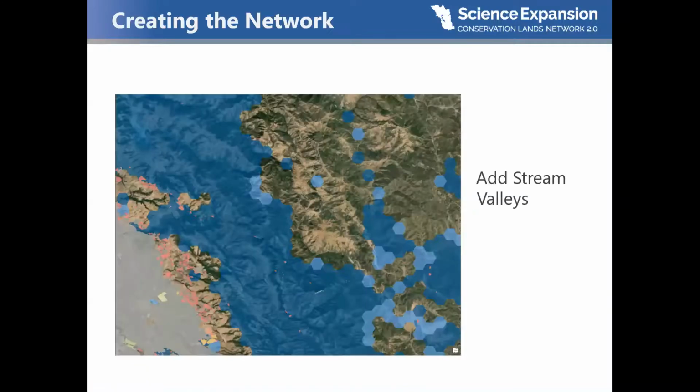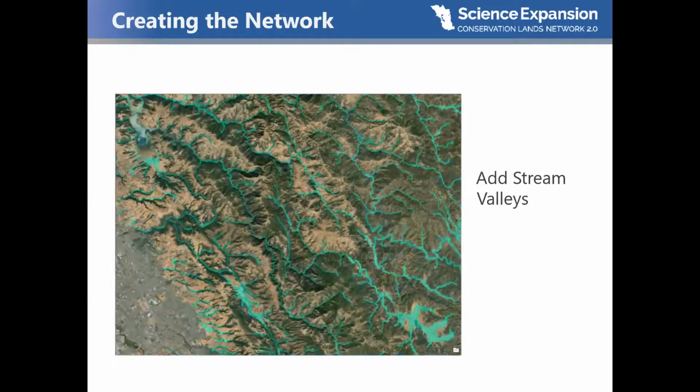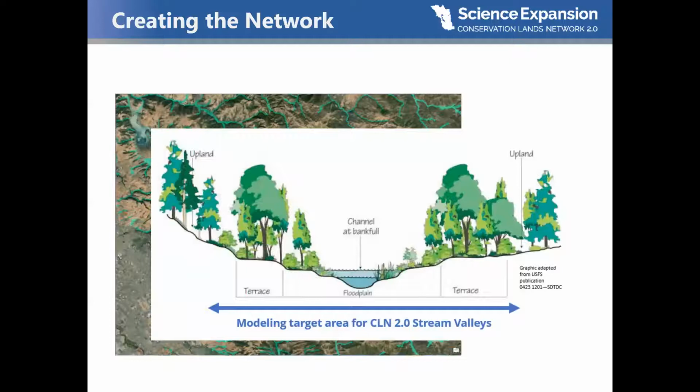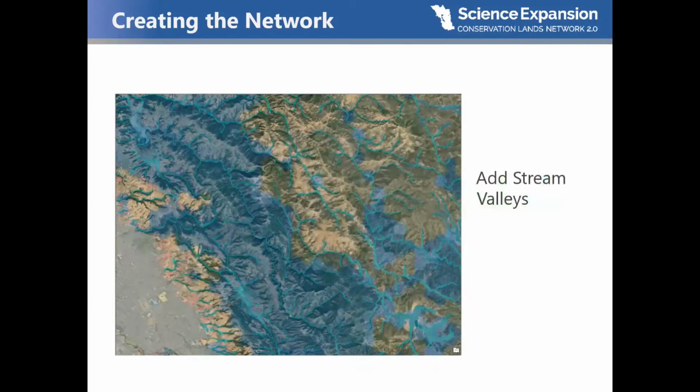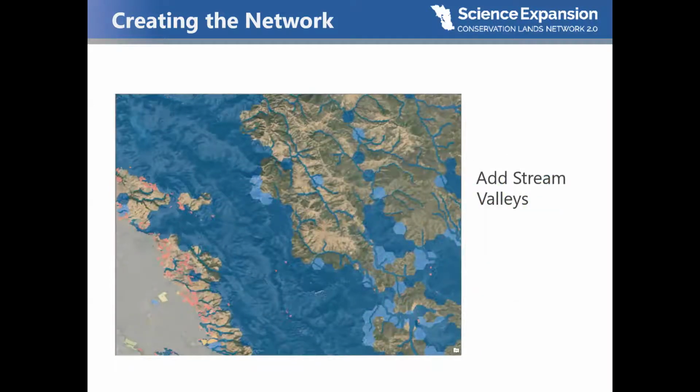Two more key enhancements to the network. We wanted to add stream valleys, because stream valleys are so important. They're engines of biodiversity and are going to be extremely important for climate change. So we modeled all the stream valleys across the Bay Area. And we made sure that we got up to the upland fringe across the stream valley, so that over time, the channel of the stream can migrate laterally across its floodplain. And so we added those in.